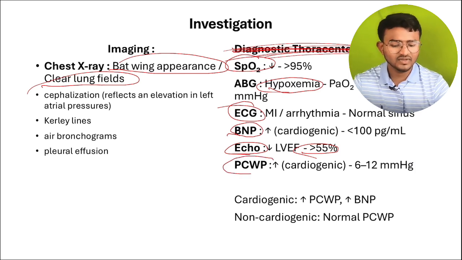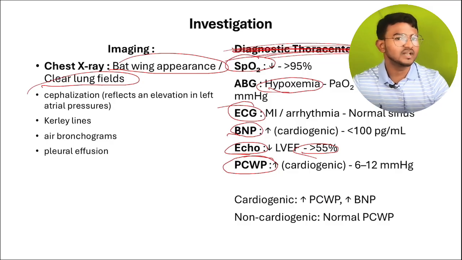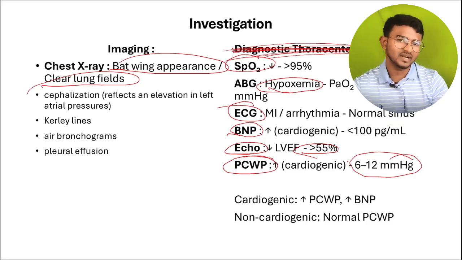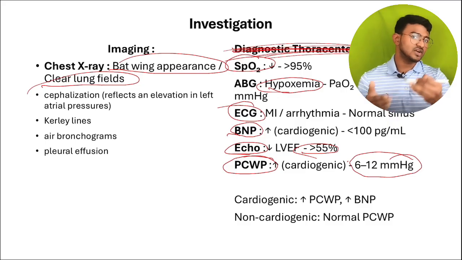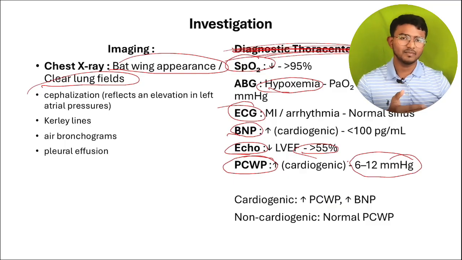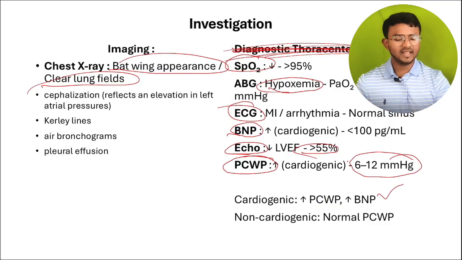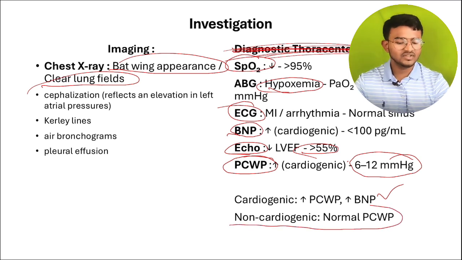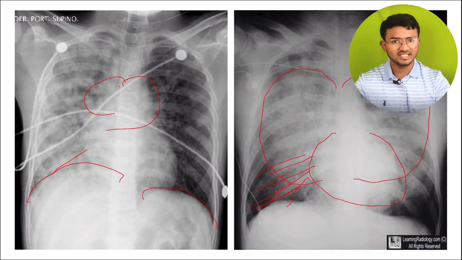Okay, next one, we can do PCWP. In this test, whenever you are doing it in cardiogenic cases, the pulmonary capillary wedge pressure will increase. When it is increased, like more than 12 mmHg, then we have to suspect cardiogenic pulmonary edema. So how can we differentiate cardiogenic and non-cardiogenic pulmonary edema? In cardiogenic, the BNP will increase and the PCWP pressure will increase. In non-cardiogenic, the PCWP will be normal. Okay, so these are the investigations.